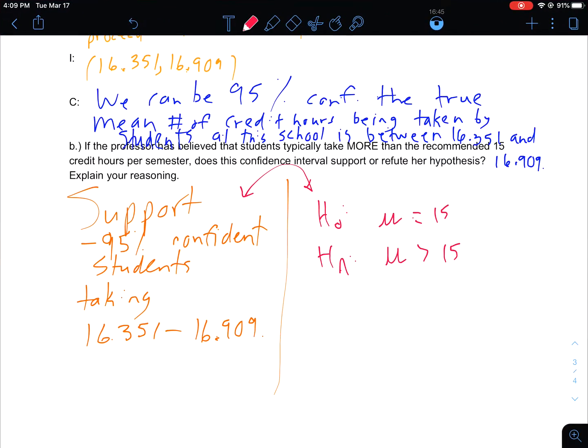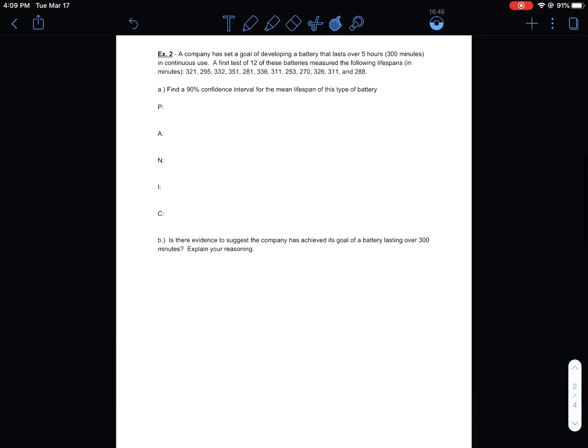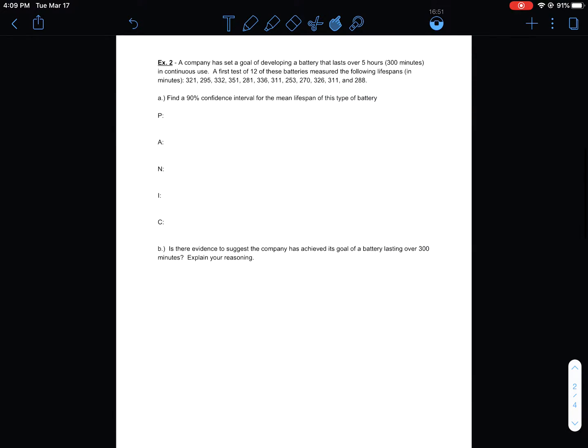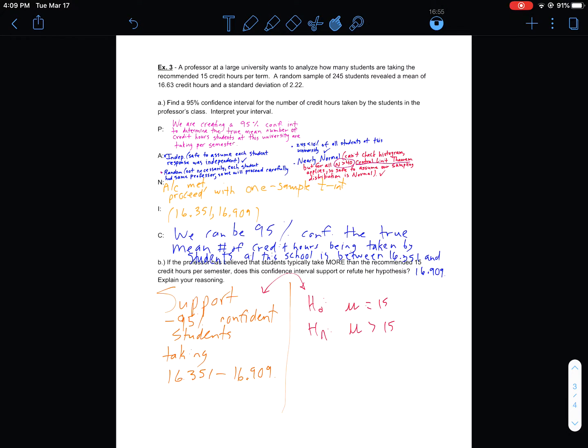So I hope that helped you understand how to do these two questions. That leaves you with number 2 to try out, but I think you're armed with enough information to help you. And again, look forward to the next video where we talk about 2 samples and how to assess confidence intervals and hypothesis tests for the difference in the means of 2 samples.